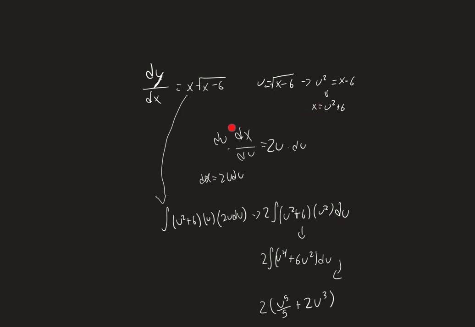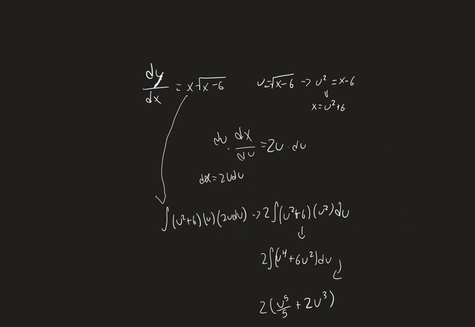So here we have dx over du, so we're finding the derivative of this with respect to u, which is just equal to 2u, and then this constant, the derivative is 0. So dx over du is equal to 2u, and then times du, and you have dx is equal to 2u du. Now we can get the integral of x, which is equal to this, times u, which is equal to this, and then dx, which is equal to this.